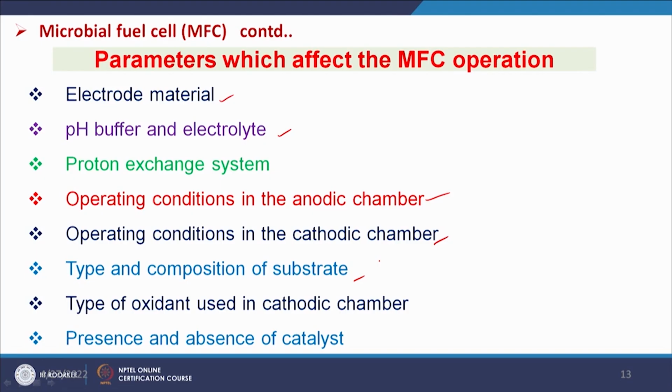If it is biodegradable, then what is the BOD COD ratio, all those things will be dependent on the type and composition of substrate. And the type of oxidant used in the cathodic chamber, again the same case, what type of oxidants we are using. There are different types of cathodes, like air cathodes, where some oxygen is sent, somewhere some chemicals where we can get more oxygen are also sent. So, different types of catholytes are present. So, those influence the performance of the MFC.